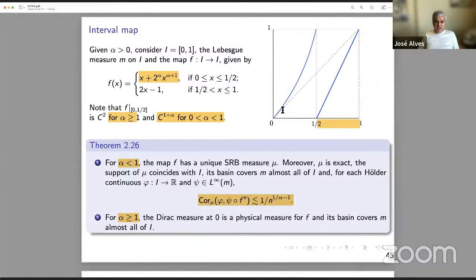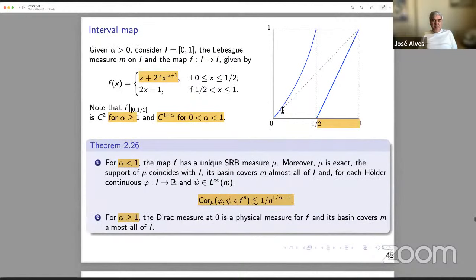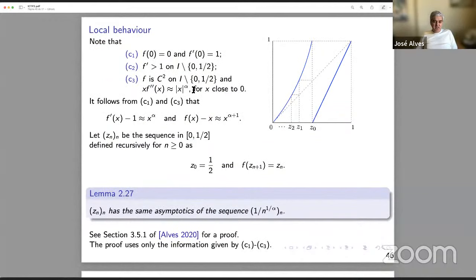So let me briefly give you an idea of the proof of these two conclusions. I start with local behavior, and I'm putting in a more general way what is important in this system. So we have this system here, and the important information is stated here in conditions C1, C2, and C3. So this is the local behavior in zero. Local here is from zero to one half. I define Z0 as one half. And the local behavior is the following one. This is for deducing similar conclusions in the circle transformation that I will consider as well.